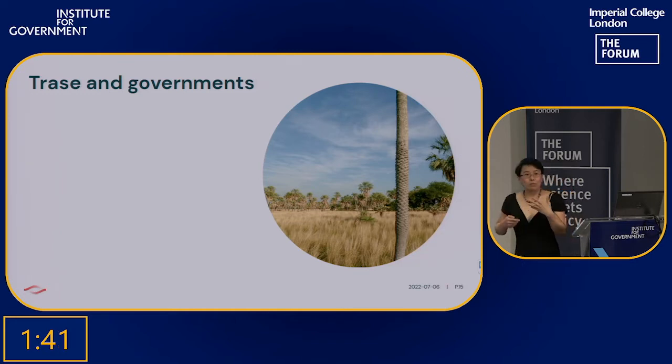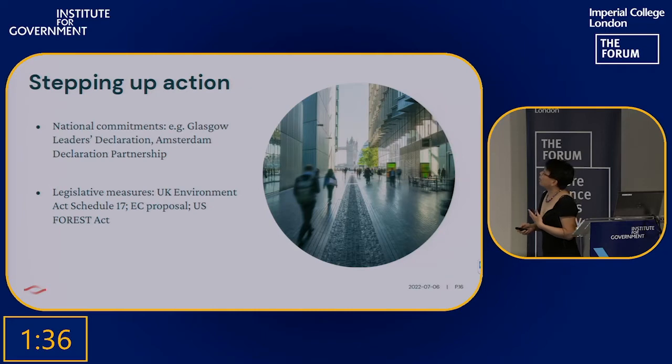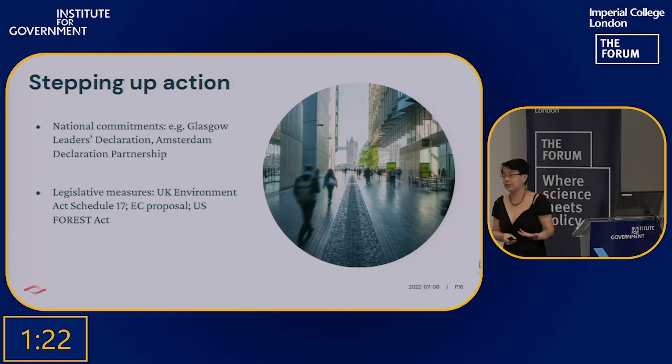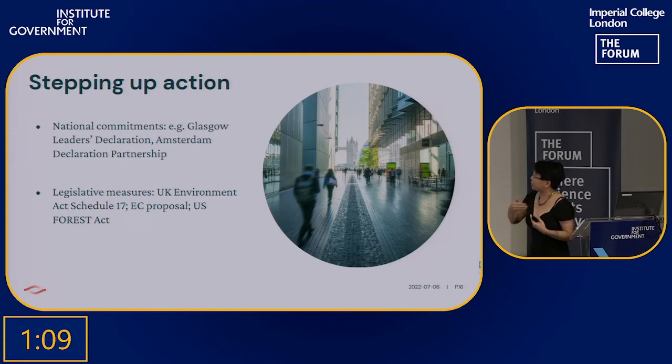Trase and governments, what is it that we can do for governments? The context of this, of course, is that a lot of importing countries are really stepping up their action on addressing imported deforestation in their supply chains. There's been a range of high-profile national commitments, like the Glasgow Leaders Declaration at COP26 last year. And interestingly and unprecedentedly, there is a range of legislative measures that is coming into play. In the UK, the Environment Act has already been passed, but we're still awaiting secondary legislation for the details. There's a European Union proposal, and there's also an incipient piece of legislation in the US.